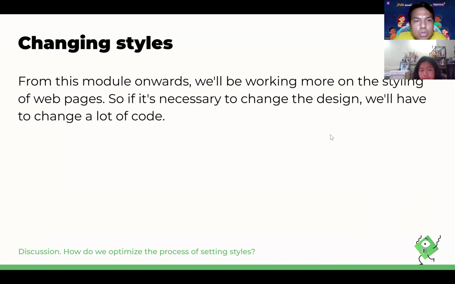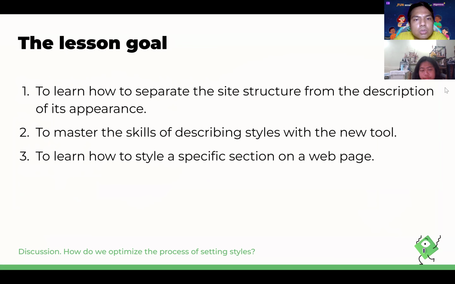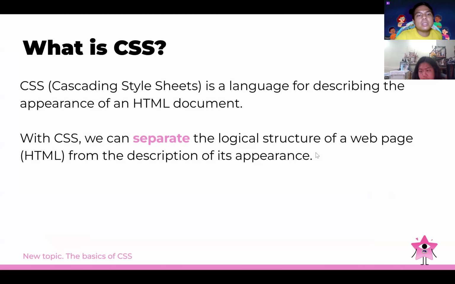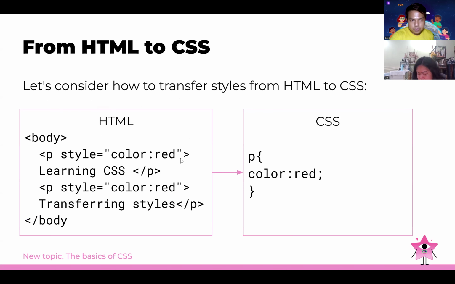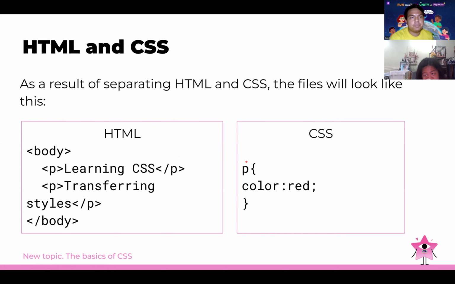So the lesson goal is to learn how to separate the site structure, to master the skills of describing styles, and to learn how to style a specific section on a web page. Now, the basics of CSS. CSS is a cascading style sheet, which describes the appearance of an HTML document. So for example, if you have HTML, then you can also have a CSS, and then you can modify all the tags that are already written in HTML.